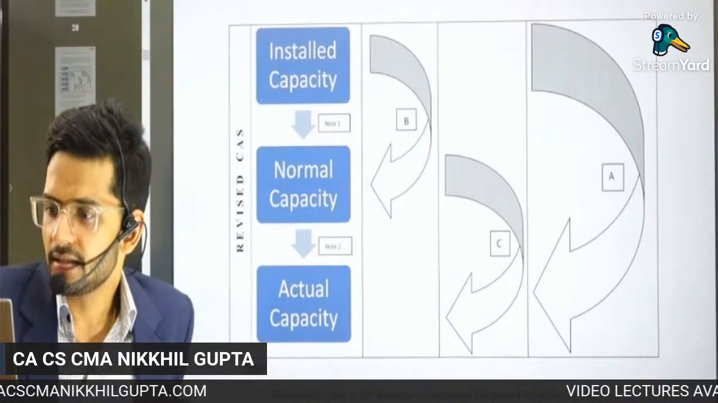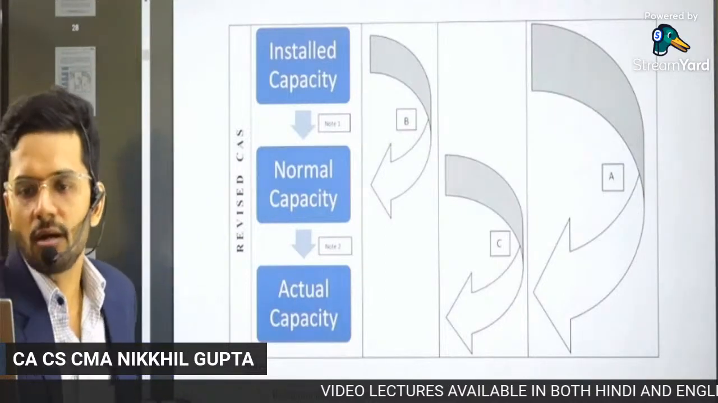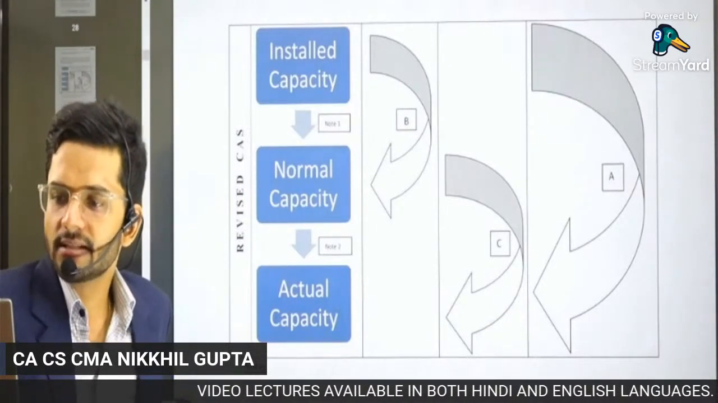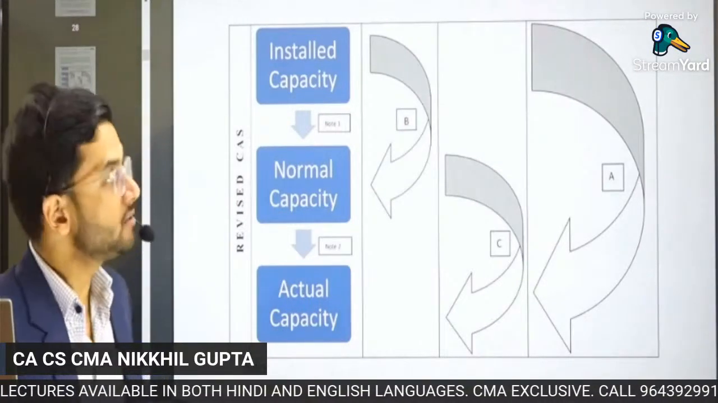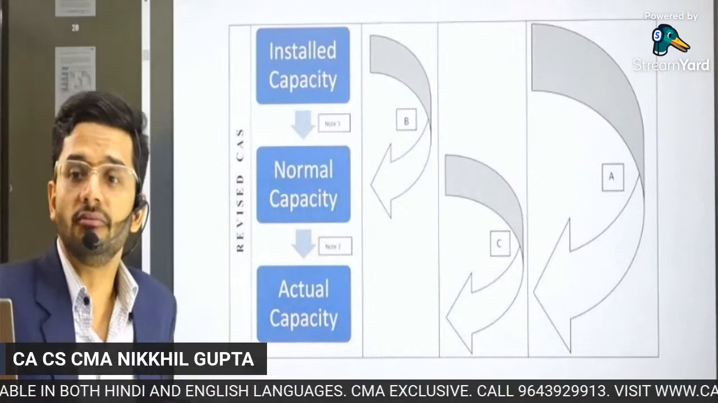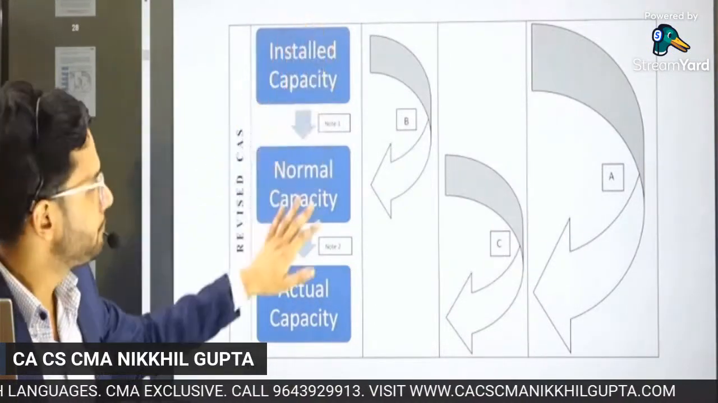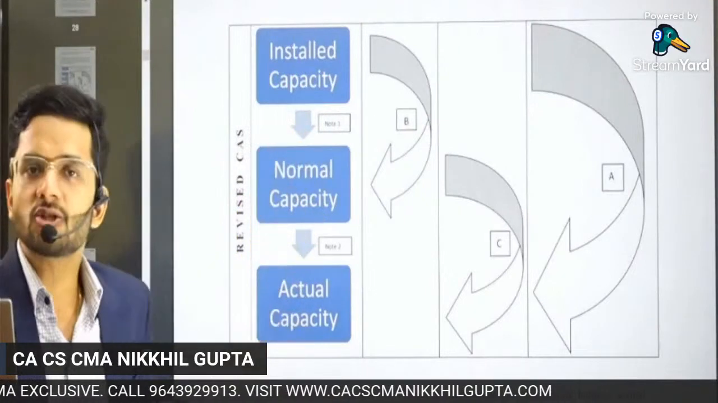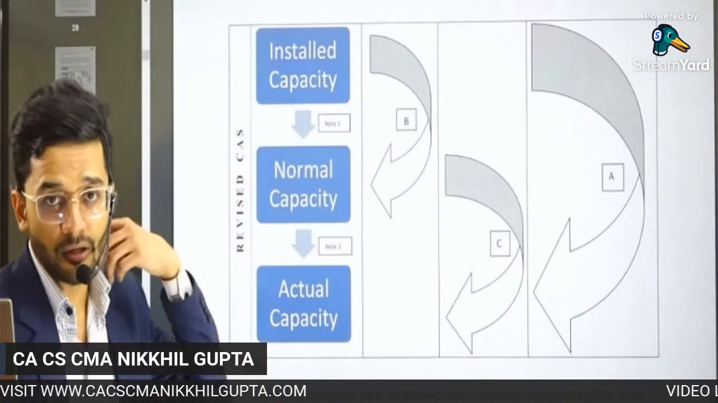Okay, let's start cost accounting standard 2. So what is cost accounting standard 2? Cost accounting standard 2 relates to capacity determination. There are primarily 3 kinds of capacities in cost accounting standard 2: installed capacity, normal capacity, and actual capacity.